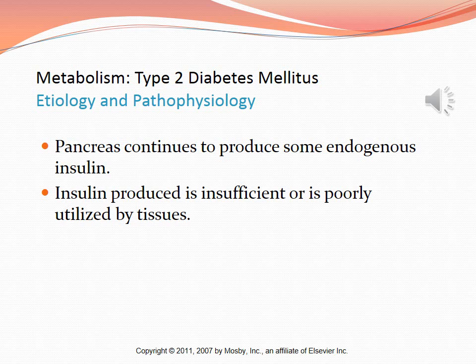Now, the exact mechanisms that lead to insulin resistance and impaired insulin secretion in type 2 diabetes are unknown, although genetic factors are thought to play a key role. So the patient's pancreas continues to produce some endogenous insulin, and the insulin produced is insufficient or is poorly utilized by the tissues.